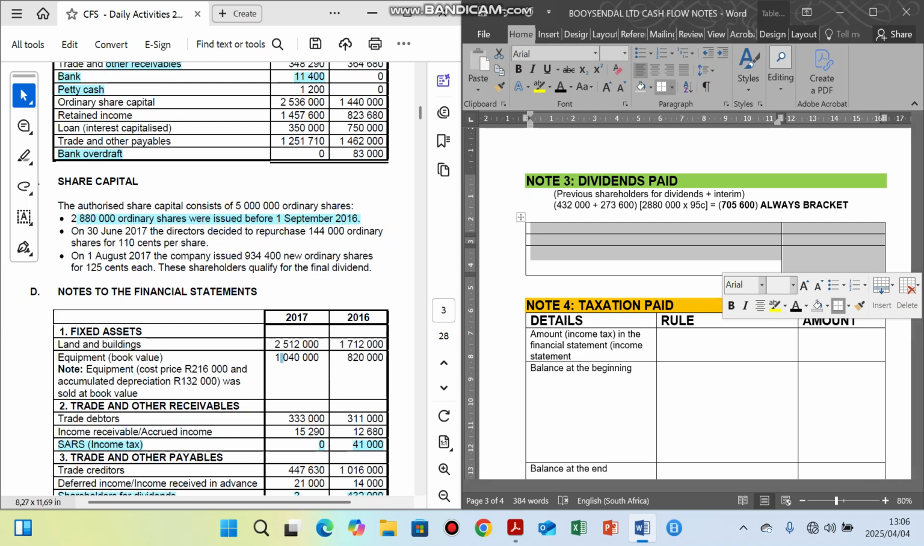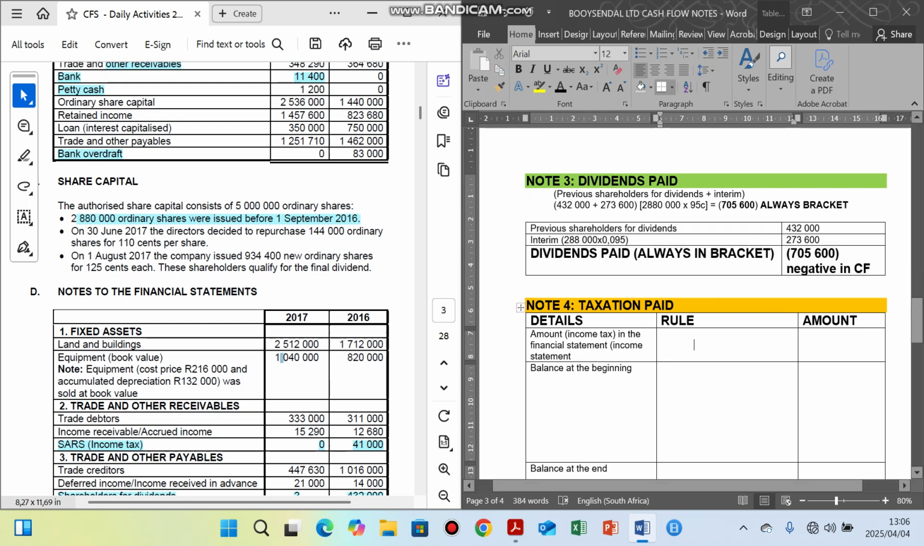In an alternative method, this is how you do it. You take your previous shareholders for dividends, and then also you bring your interim there. Then that is the amount. We are saying it is always negative for the purpose of the cash flow statement. So that's our focus there in terms of the dividends paid.